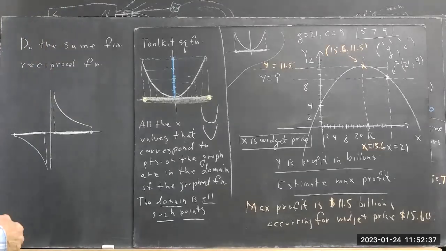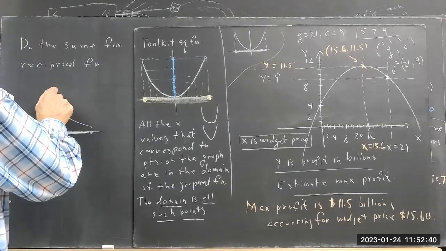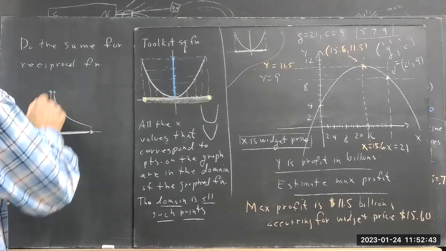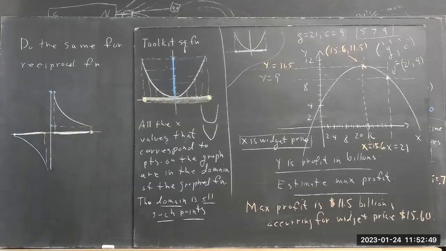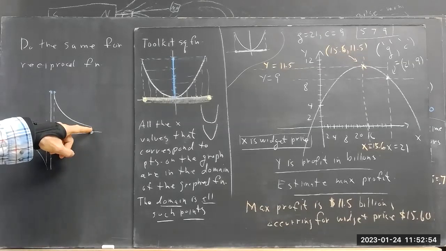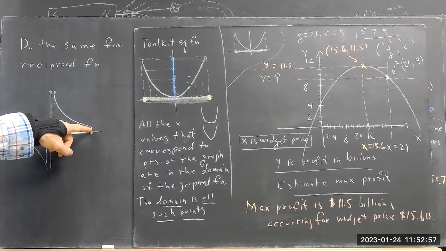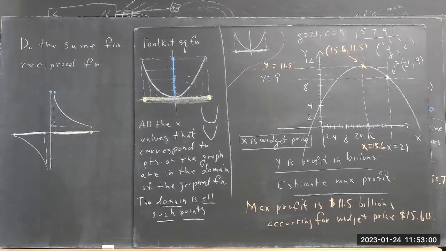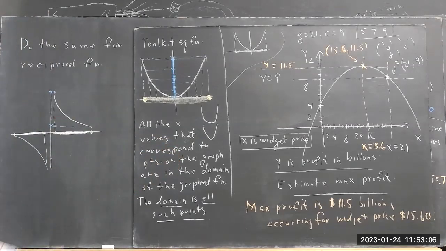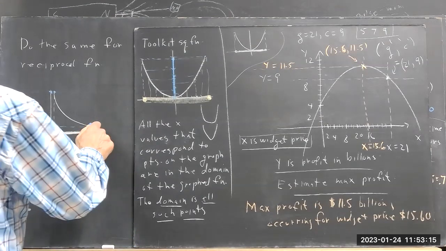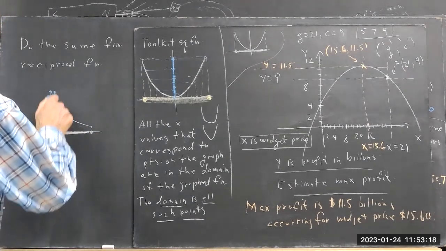Now for the reciprocal function. Got a point here, point here. We don't have any point between the x-axis and this because that's as low as they go. You can't draw the whole reciprocal function, okay? It goes forever. We just draw part of it, and the toolkit function is only going to be a part of it. We worry later about what happens to the rest of it. So I put a dot here and a dot here.